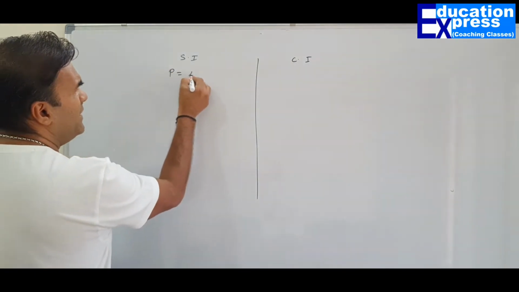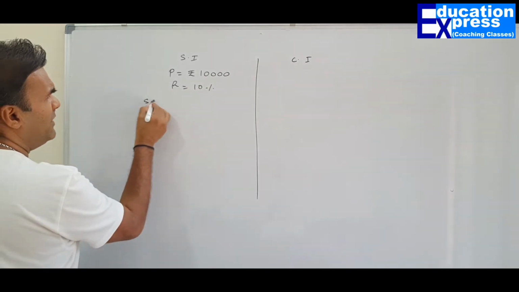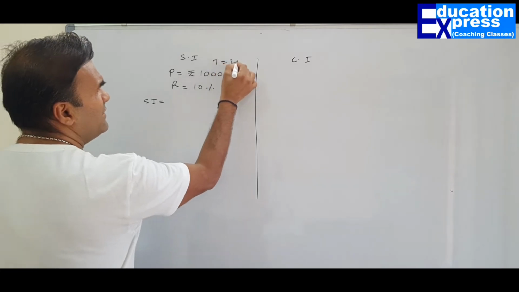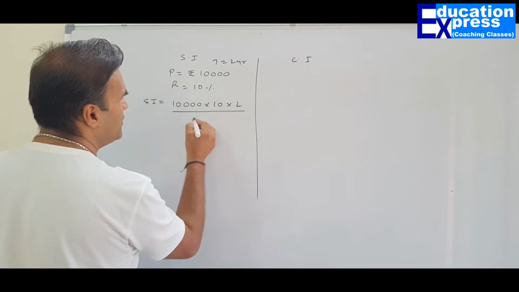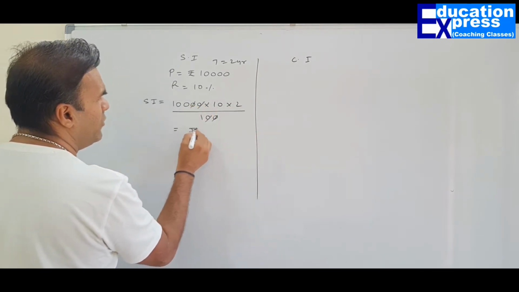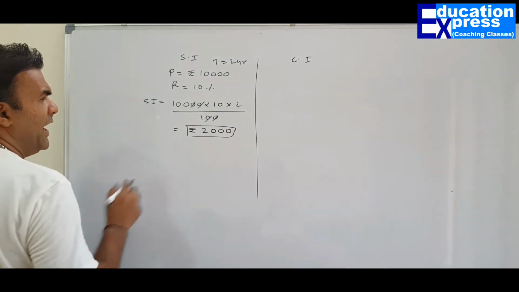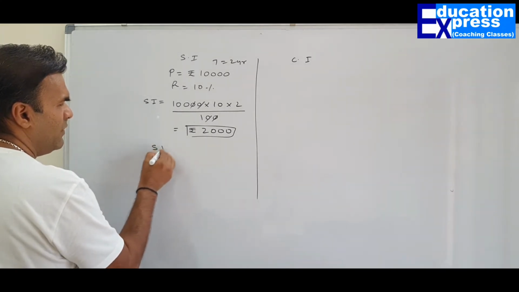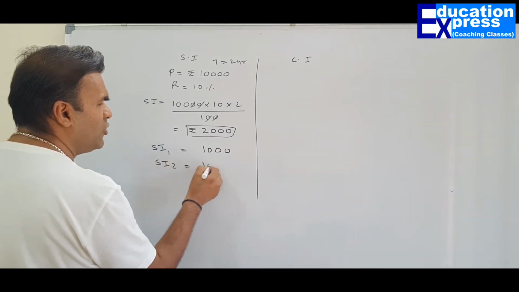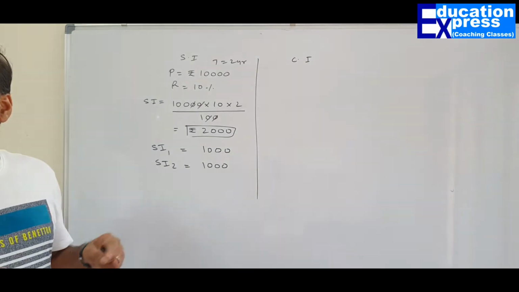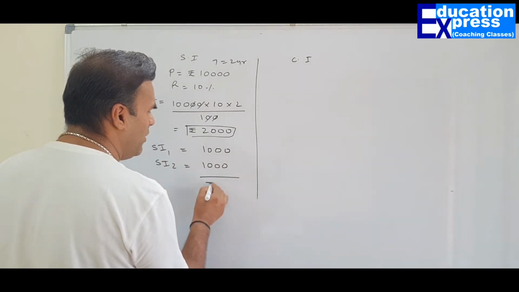Let us say my principal is rupees 10,000 and my rate is 10%. So what would be the simple interest for time 2 years? Simple interest would be 10,000 multiplied by 10% for 2 years. So that would be how much? It will come up to rupees 2,000. For your understanding, simple interest for the first year would be 1000. Simple interest for the second year would also be 1000, because simple interest year after year remains the same. First year 1000, second year 1000, total 2000.